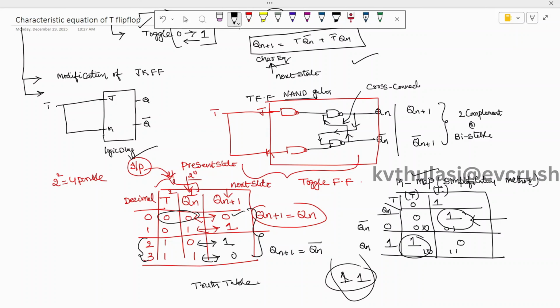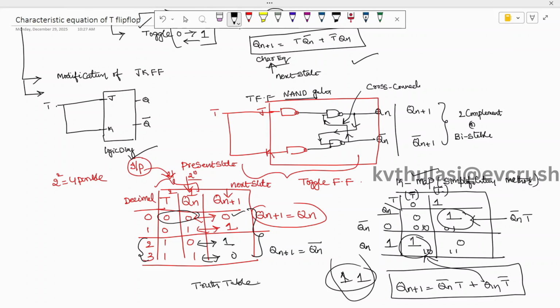So how to write down the one: what is the x-axis term, which is nothing but Qn bar, and what is the y-axis term, T. Therefore, the new state Qn plus 1, the first term we got is Qn bar into T plus. Let's write down the next term directly here. What is the horizontal line? Qn. And what is the vertical line? T bar.